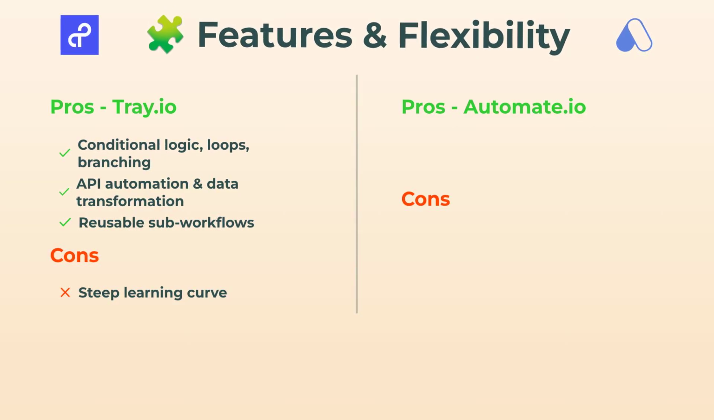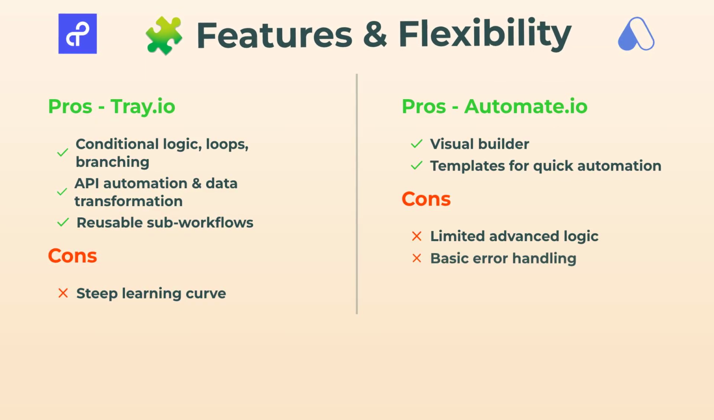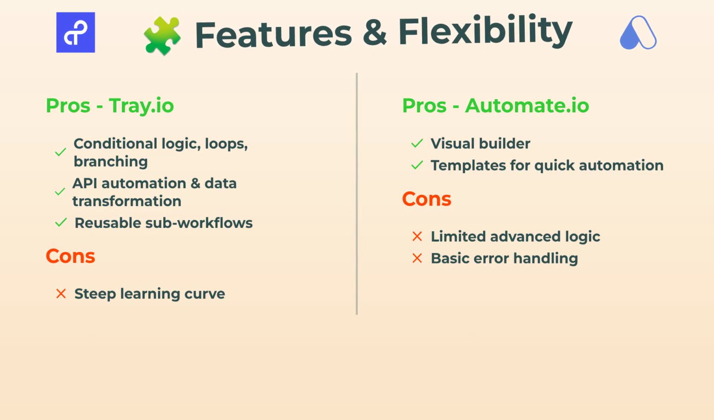Automate.io, on the other hand, keeps it easy. Their visual builder and templates are perfect if you just want to set up something quick, without a lot of muscle memory. You'll hit a wall fast with advanced logic, though. So for pure flexibility and power, Tray.io's the winner. But with a learning curve.